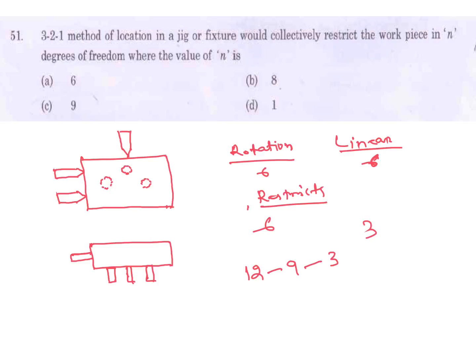In this question, collectively restricted is asked. So it is 9. If they ask how much is not restricted, its answer is 3. All are important: how much restricted and how much left.